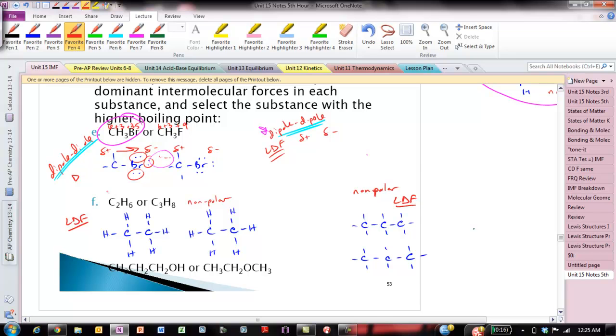Well, carbon brings 6, so we've got 12 electrons there, plus 6, so we've got 18 electrons from ethane. Carbon brings 6, so we've got 18 plus 8, we've got 26 electrons. So, as far as whose LDFs are stronger, they're based off of the number of electrons. So, propane's going to win on the LDF thing. So if I had to guess, I would guess that this guy has a higher boiling point. And if you look it up, it definitely does.